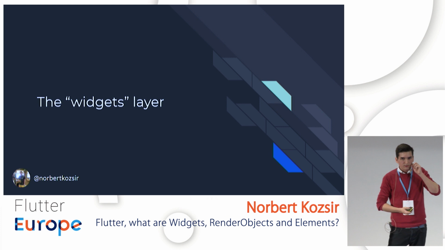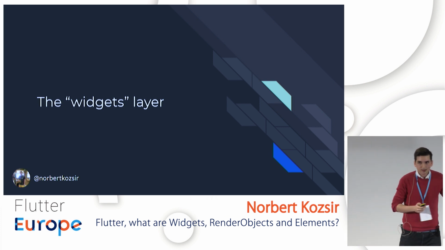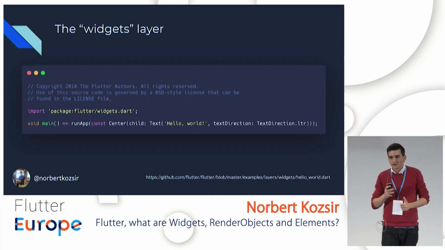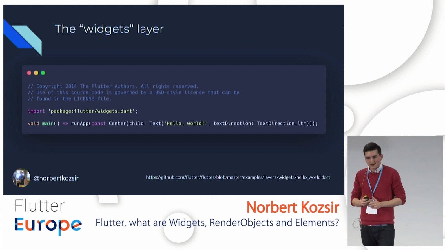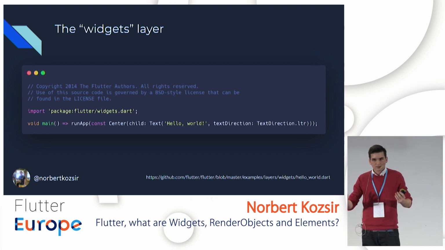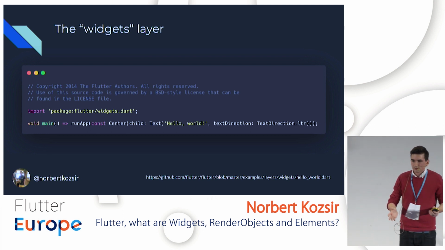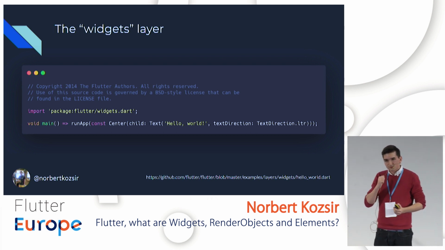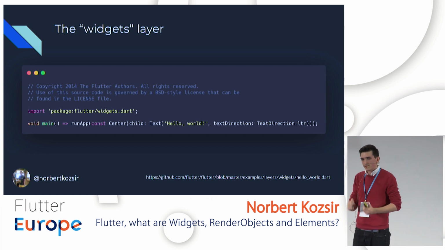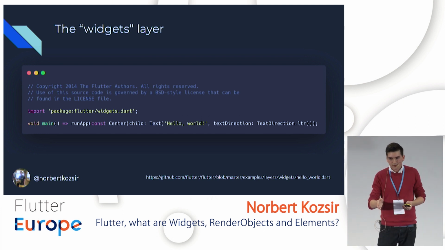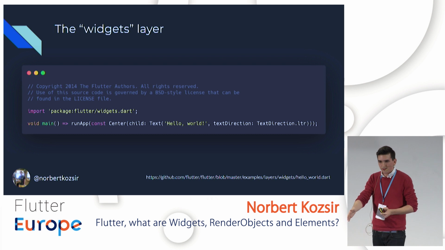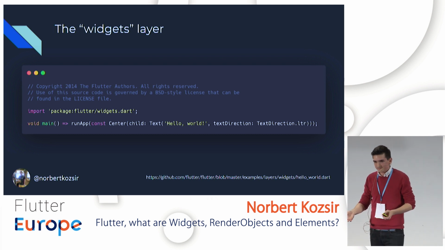So, that's where we get to the widget layer. The widget layer solves this problem by providing a reactive API. Just as a reference, you probably all know this, but this is the same app which we looked at, written in the widgets layer. Just one line of code, like it is a really high abstraction, but we can clearly tell what's going on. We have a center, and in there we have a text with hello world.